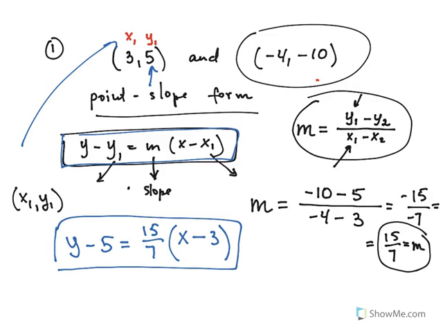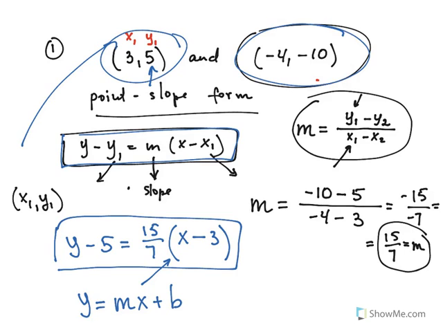When I say the same answer, by the way, this is what I mean. When you distribute and you simplify and you solve for y, in other words, you write your equation in mx plus b slope-intercept form, it doesn't matter which point you use, the (3, 5) or (-4, -10). After you simplify, you're going to get the same equation in the slope-intercept form. That's what I mean. That was example number 1.